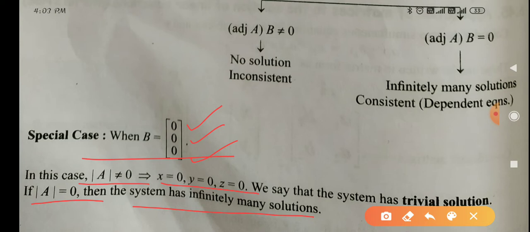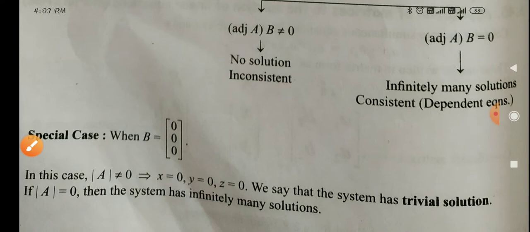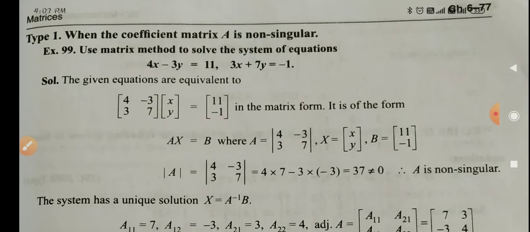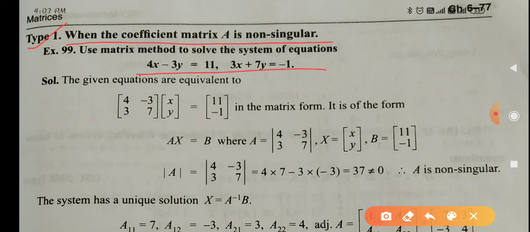Now I am taking some examples so that you can understand what I am telling you. You can see this example. Type 1, when coefficient matrix A is non-singular. Non-singular means determinant A is not equal to 0. Here you can see only two equations are given. With the help of two equations, you can make the coefficient matrix: coefficients of x are 4, 3, minus 3, 7, with the sign you have to take. Then variable matrix x, y, and then constant matrix.